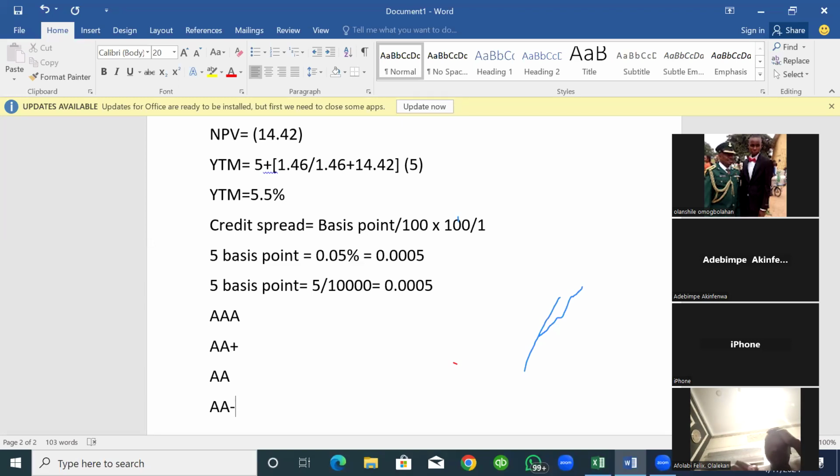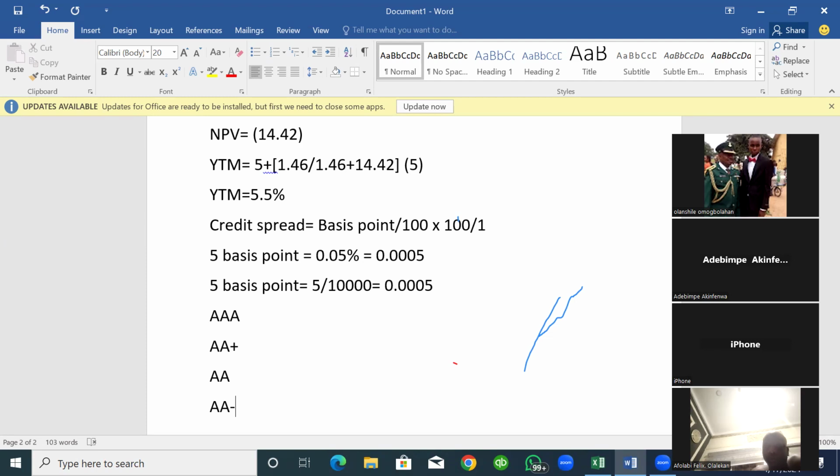AA plus is not extremely strong, but it's very strong. AA is still very strong. We now have A plus, A alone, and A minus. They are not very strong, but they are strong. Then we have BBB. They are adequate. They are okay, they will pay. Then we have BB. They are less vulnerable. Then we have B. These ones are more vulnerable. Then we have CCC. Those are the debtors that struggle to pay. So that is for credit rating.